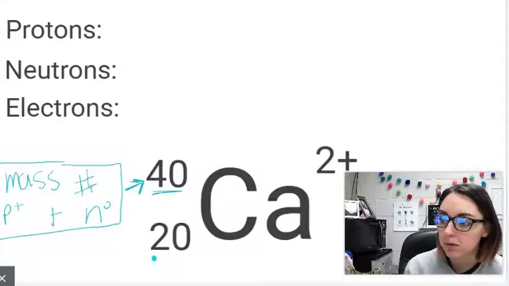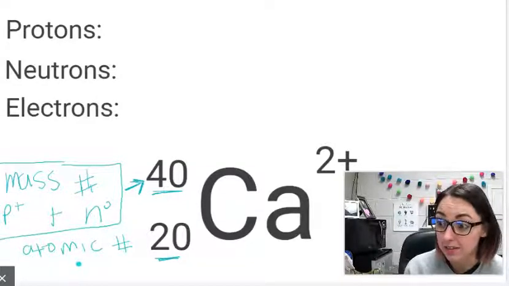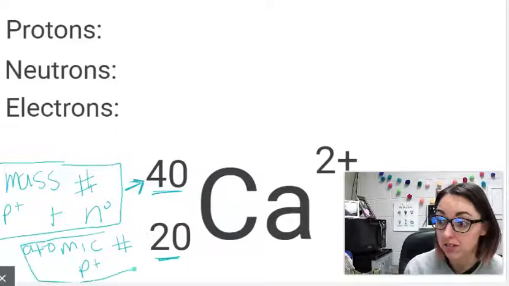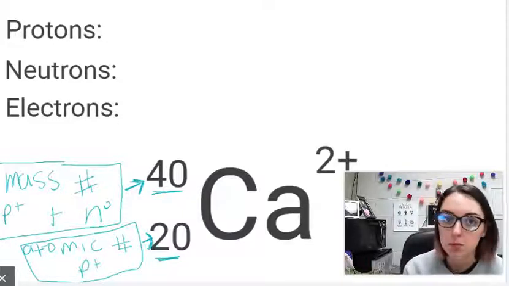So this number down here, that's the atomic number, probably the most important number for an element, because this is the number of protons. And the number of protons decides what element it is. So atomic number tells you just the number of protons, and that tells you what element it is. So if I just knew it was element number 20, I could look at my periodic table, find number 20, and say, oh, that's calcium.